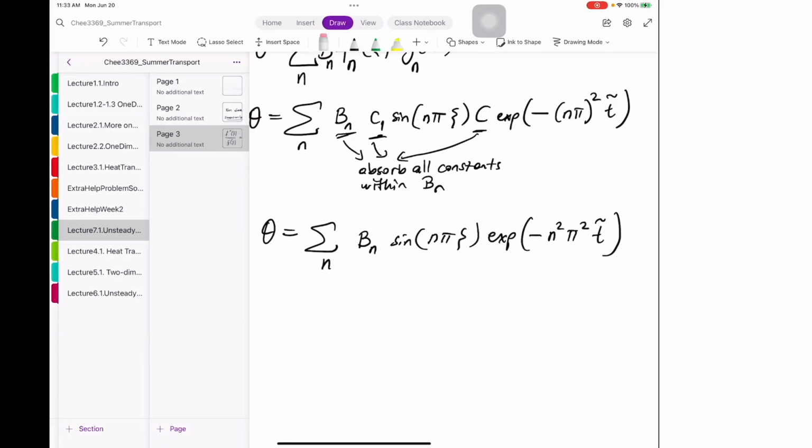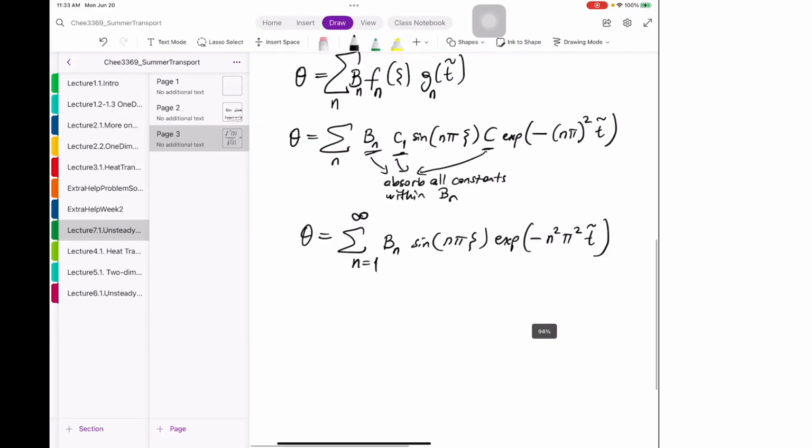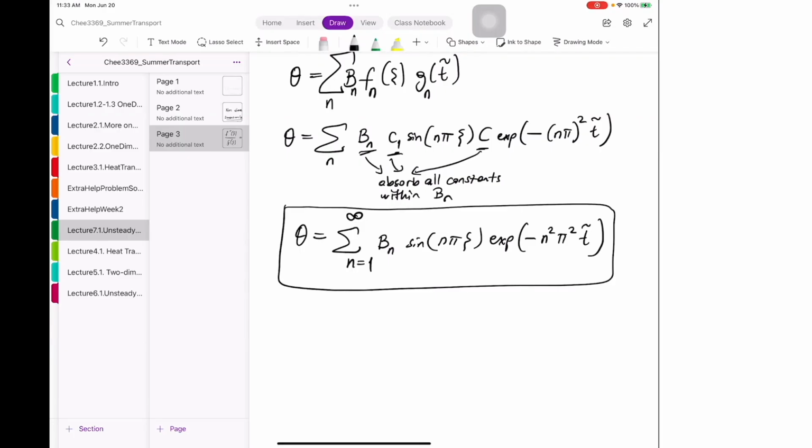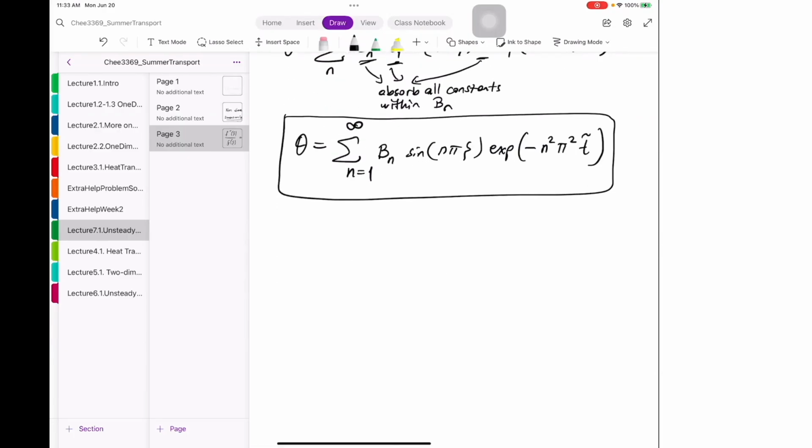It's going to be 0, right? So n can start at 1 and can go up to infinity if I like. Okay, I can write it in this form. Now the task is to find the values of Bn.